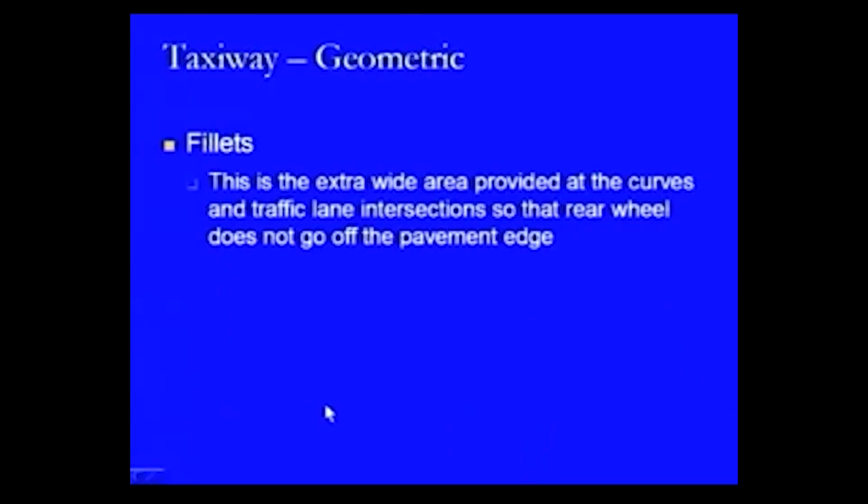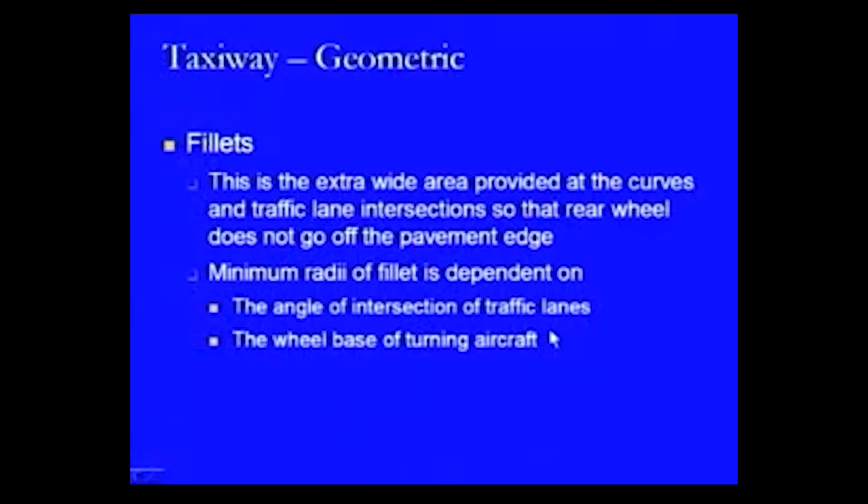Now, we come to the fillets, and the fillets are the extra wide areas, as we have seen already, which are provided at the curve and traffic lane intersections, so that the rear wheel does not go off the pavement edge. That is the function of the fillet, and the minimum radii of the fillet depends on two things. One is the angle of intersection of the traffic lanes, that is the runway or the taxiway, and the wheelbase of the turning aircraft.